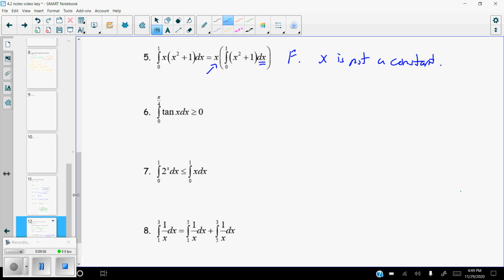So, all right, in these next two, we need to know a little bit about the graphs. So tangent of x. If I want to take the integral of tangent of x dx from 0 to pi fourths, it's saying that that integral will be greater than or equal to 0. Is that a true statement?